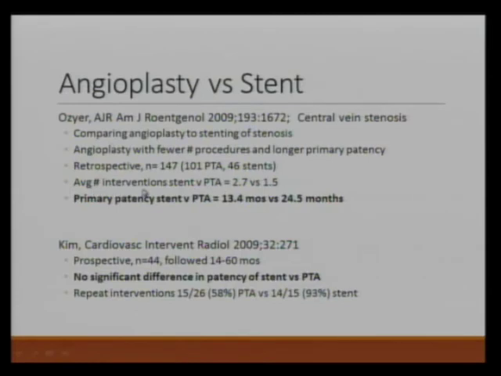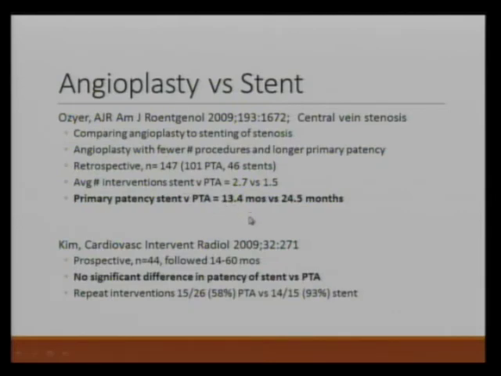And then they looked at the average number of interventions. For the stent it was 2.7, for angioplasty 1.5. So they were having to do a lot more procedures even after they put the stent in, just to keep it open, okay? So that's not a benefit, according to this study. Primary patency of stent versus angioplasty: for the stent, 13.4 months versus 24.5 for the angioplasty. So there's not a benefit in terms of patency.